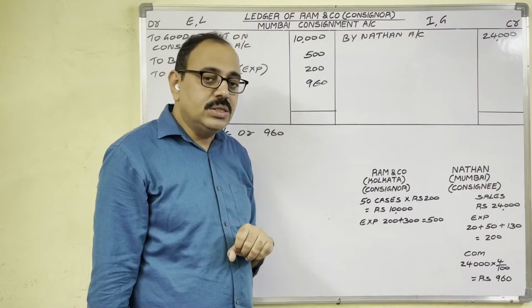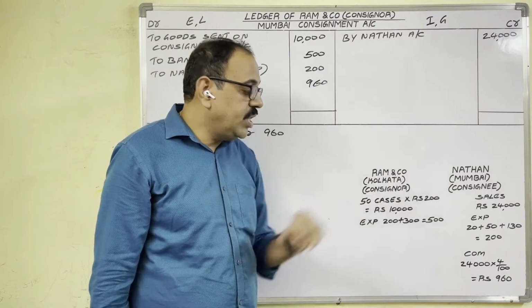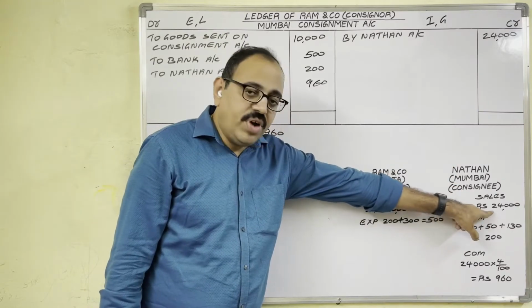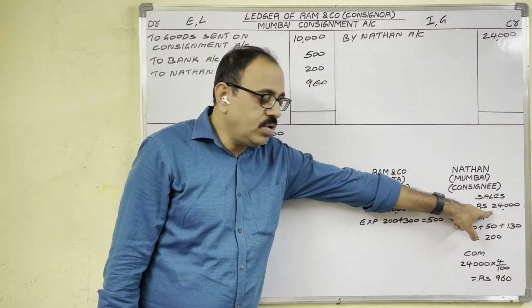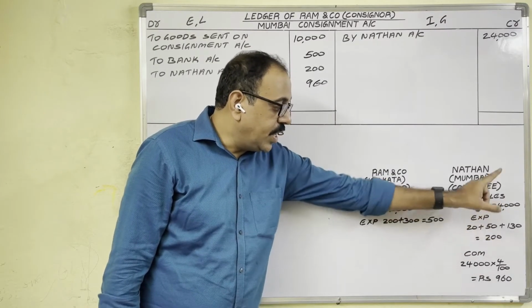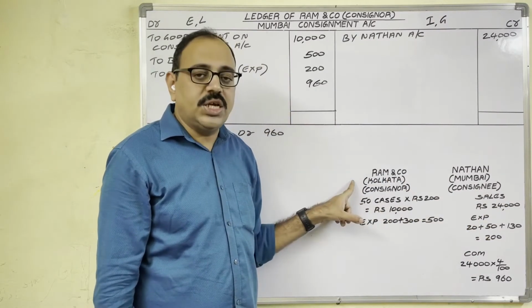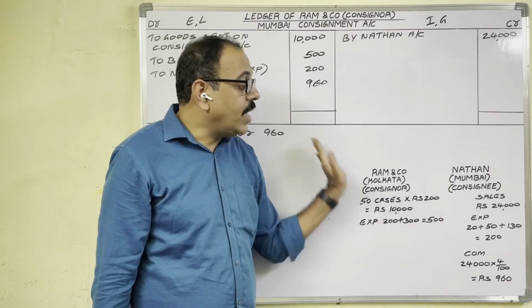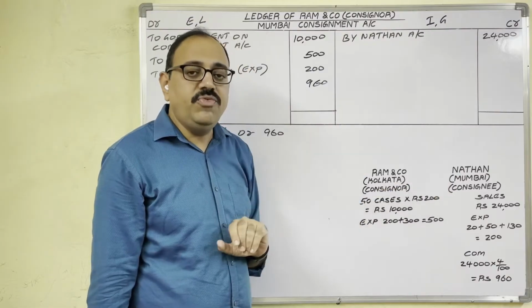How he pays? In cash he need not pay this 960. Consignee sold the goods for 24,000 now. From 24,000 rupees he deducts his expenditure, his commission, remaining amount he pays to consignor. Means this 960 consignor has to pay to consignee in future.